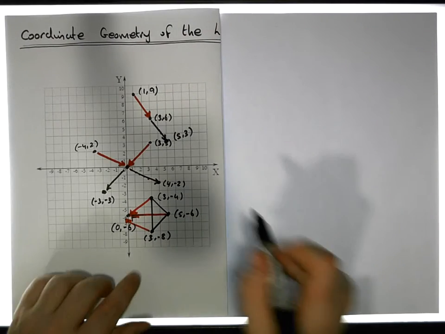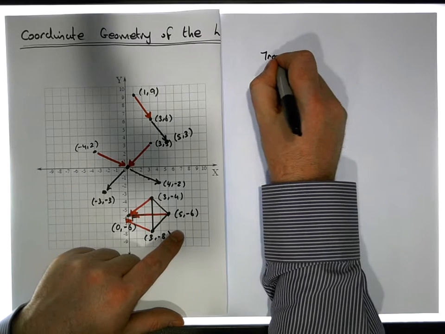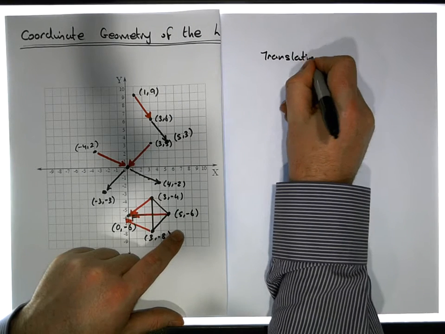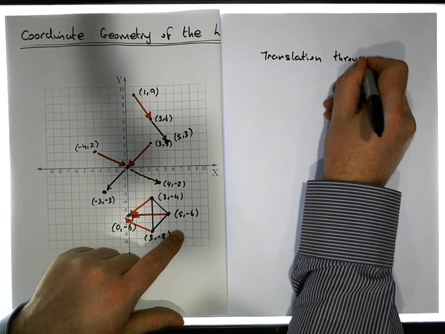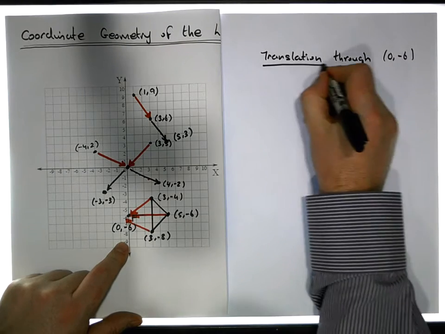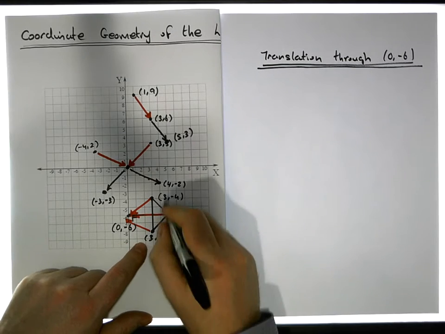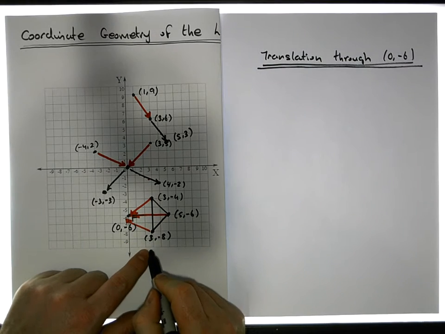So our 3 points are, so this is a translation through the point 0 minus 6. So what does that look like? Well, let's see what happens here when we do this. Let's just get the 3 points in our triangle. I should have labeled them maybe A, B, and C.